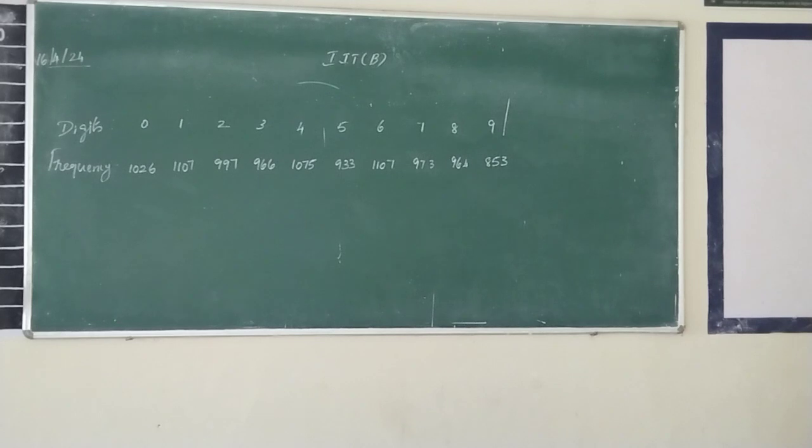How many pages are there in the telephone directory? See the data. We are using 0 to 9, 10 digits. Totally, how many pages are there in the telephone directory? Only 10 pages will be there in a telephone directory? We are given the data. What is the frequency given here? 1026. What is the 1026? The number of times 0 is going to appear.